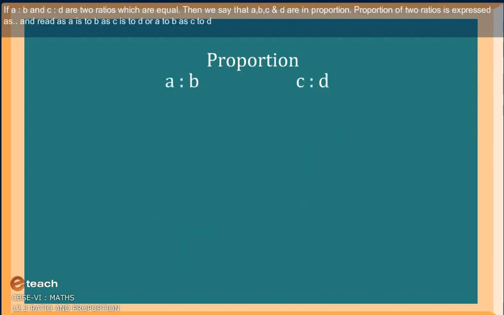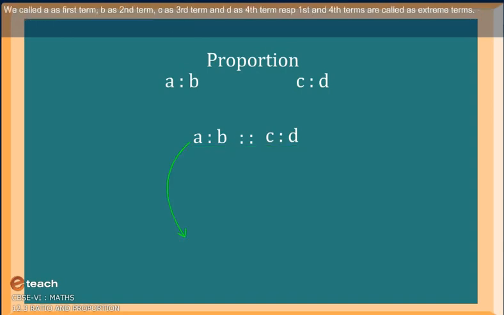If A is to B and C is to D are two ratios which are equal, then we say that A, B, C and D are in proportion. Proportion of two ratios is expressed and read as A is to B as C is to D. We call A the first term, B the second term, C the third term and D the fourth term respectively.